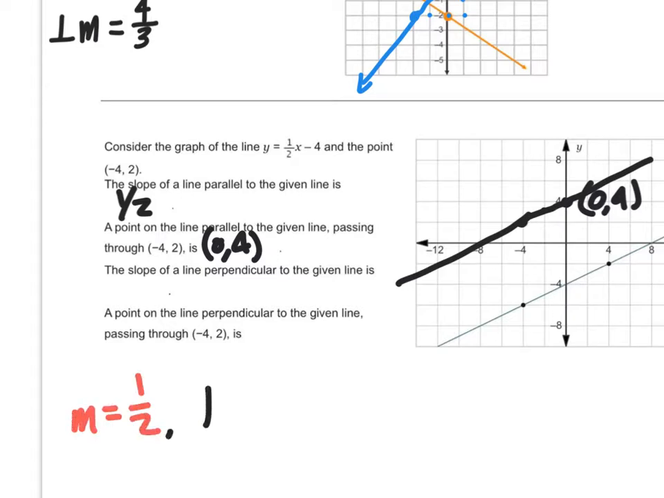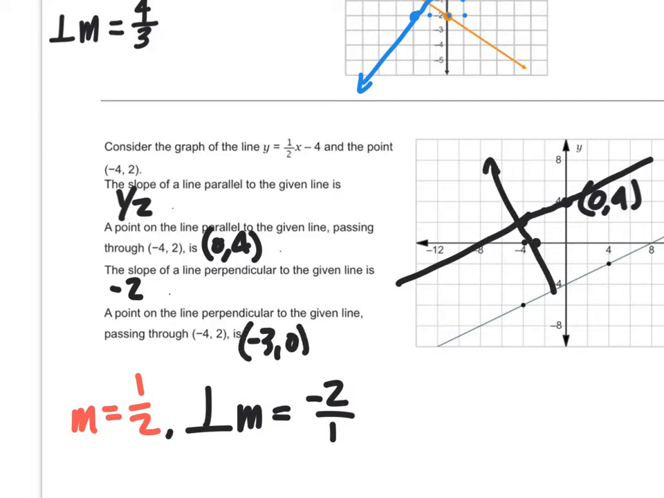Now if I want a perpendicular slope, my original slope is m equals 1/2. My perpendicular slope is equal to -2 over 1, so I know that my slope is just going to be -2. If I were to go down 2 and over 1, that would give me the point -3, 0. We can just draw that line right there. And that's what we got.